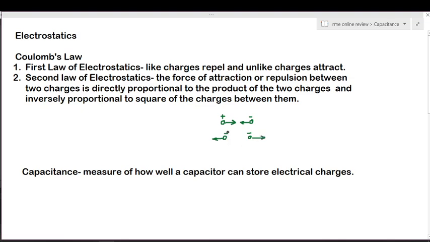So the force that exists between them is characterized by the second law of electrostatics, in which the force of attraction or repulsion between two charges is directly proportional to the product of the two charges and inversely proportional to the square of the distance between them.